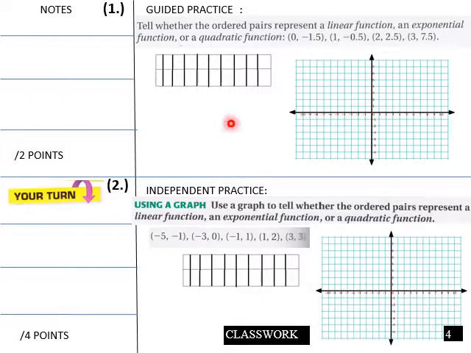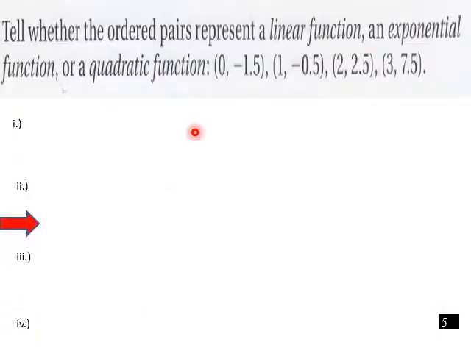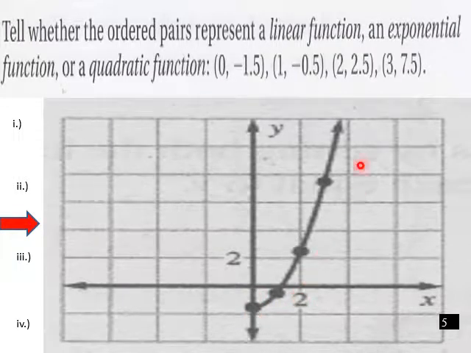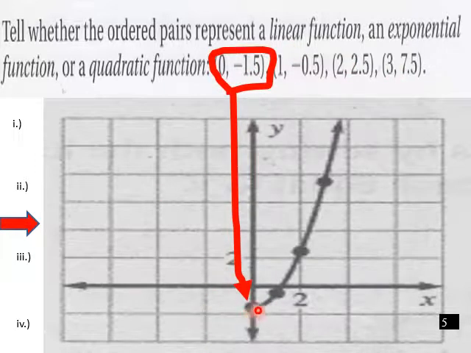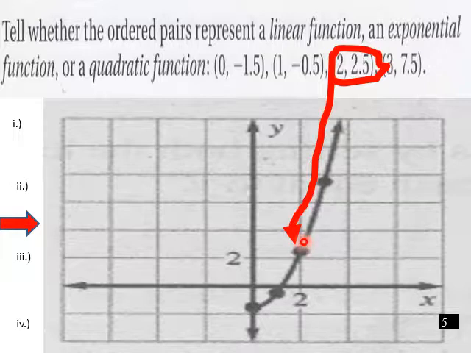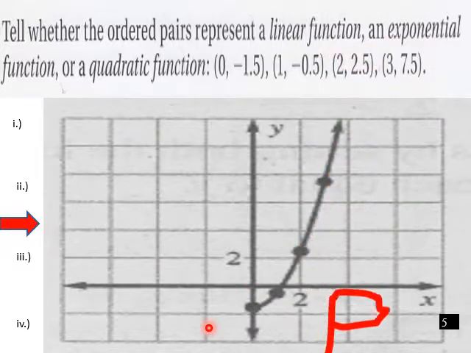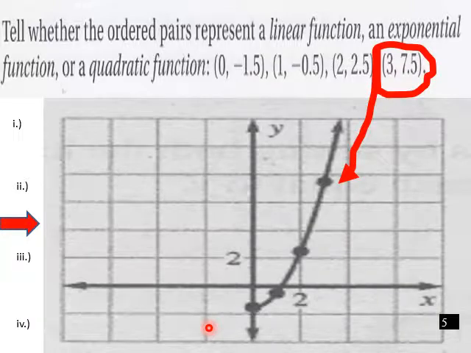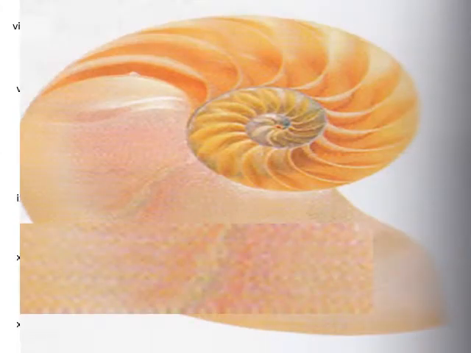Now our guided practice: tell whether the ordered pairs represent a linear, exponential, or quadratic function. Here are our ordered pairs. Is that quadratic, exponential, or linear? Well, we have a y-intercept at 0, negative 1.5. Then we have one at 2, 2.5, and another at 3, 7.5. So what does that tell us? The ordered pairs represent a quadratic. It's a parabola, from what it looks like to me.